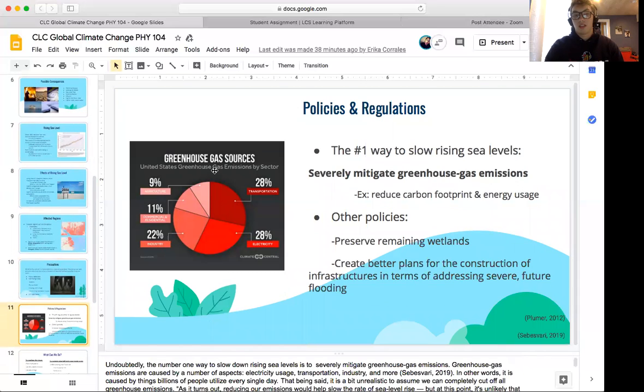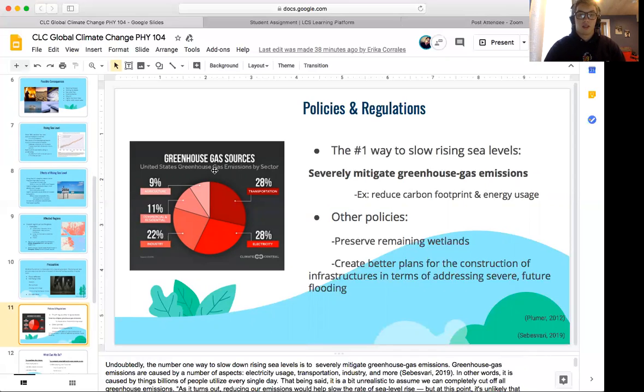Policies and regulations that have been done. The number one way to slow rising sea levels is to severely mitigate greenhouse gas emissions, for example, reducing carbon footprint and energy usage. Some other policies are to preserve remaining wetlands and create better plans for the construction of infrastructure in terms of addressing severe future flooding.